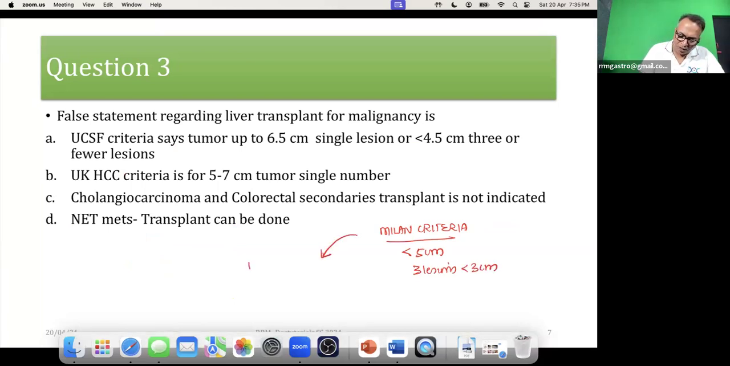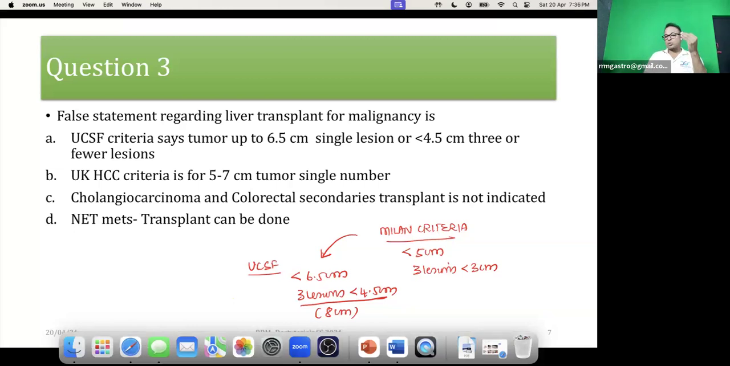This is extended into UCSF criteria. Single lesion less than 6.5 centimeter or 3 lesions all less than 4.5 centimeter, or all the lesions together should be 8 centimeter. If there are 3 lesions, 4 plus 1 plus 2, 8 centimeter. So all lesions together should be added as 8 centimeter. This is UCSF. From 5 centimeter, it increased to 6.5. From 3 centimeter, it increased to 4.5 centimeters in UCSF criteria.